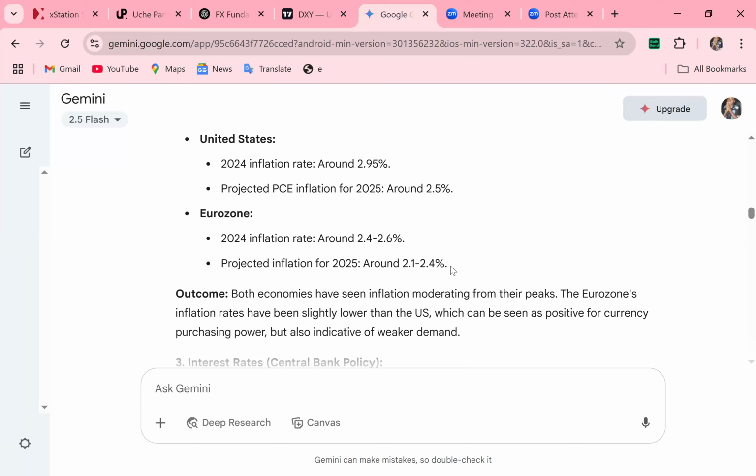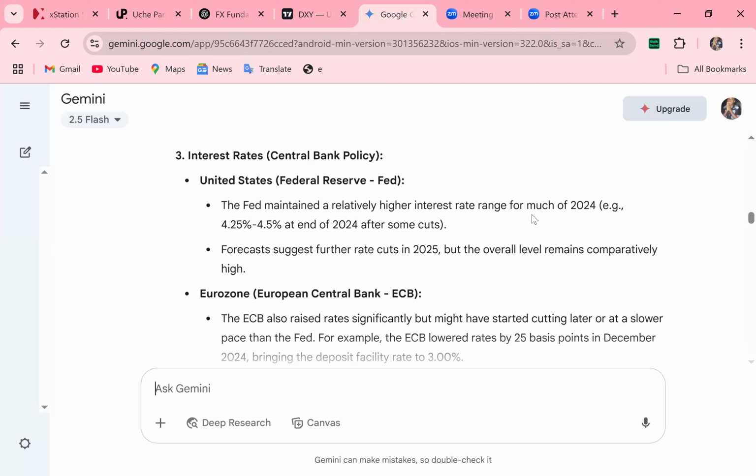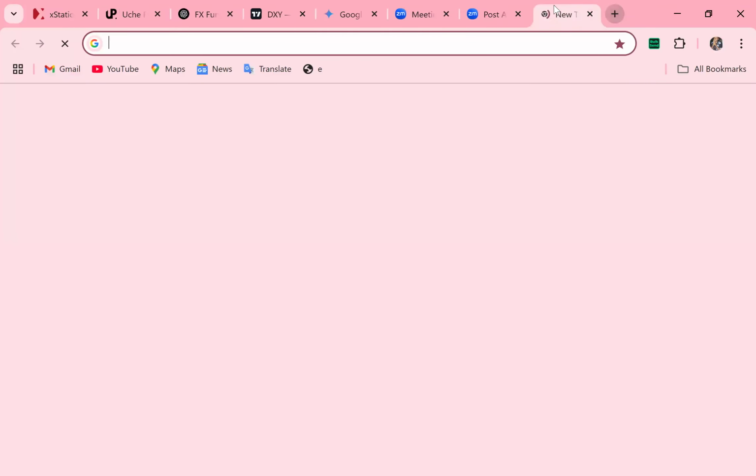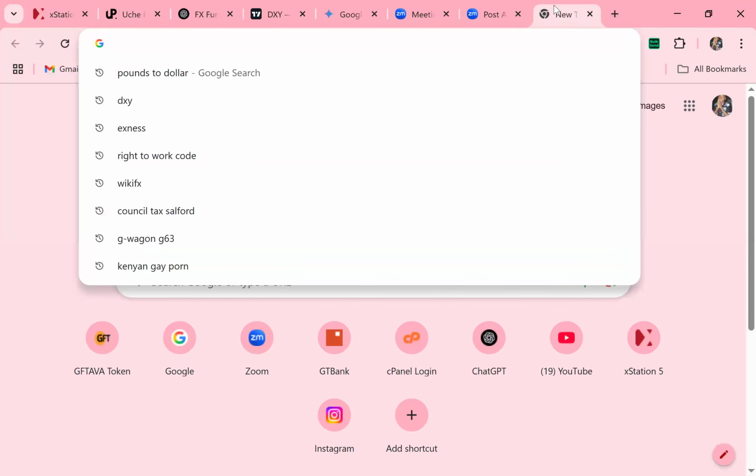Yes. So now you come to the interest rate, which is central bank policy. The United States maintains a relatively high interest rate, for March 2024 it was 4.2%. If you have been following NFP, you see that it's been around 4.2% and 4.5%. And this forecast suggests further rate cuts, that they will reduce the interest rate this year. I think what came out last week was 4.1%. I think so, right? 4.1% came out.